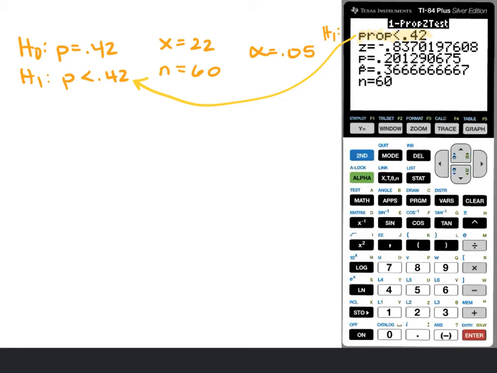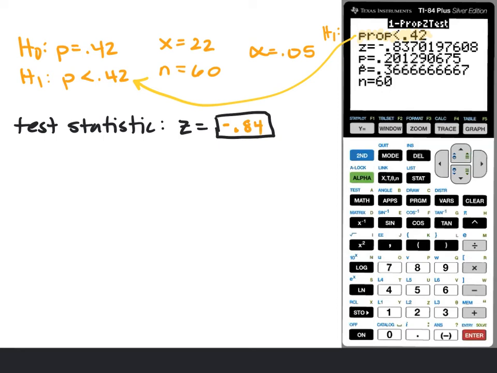All right, and then we can see that we got our test statistic. So again, when we see this, it'll have z equals, and then it'll have your box for you to fill in. And we'll always ask you to round this to 2 decimal places. So this is negative 0.84.